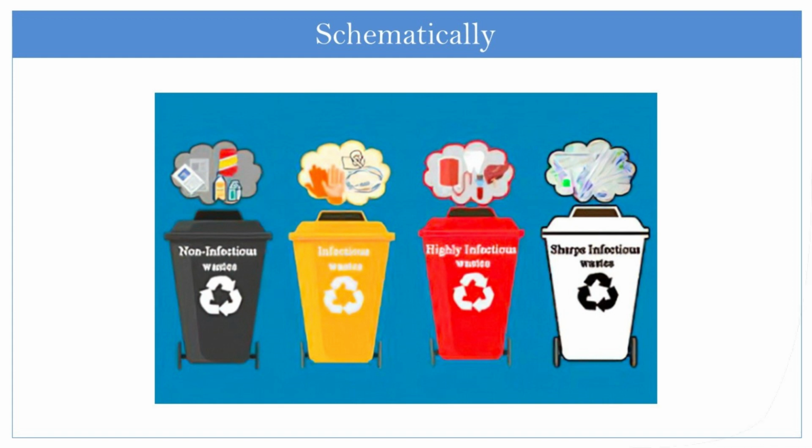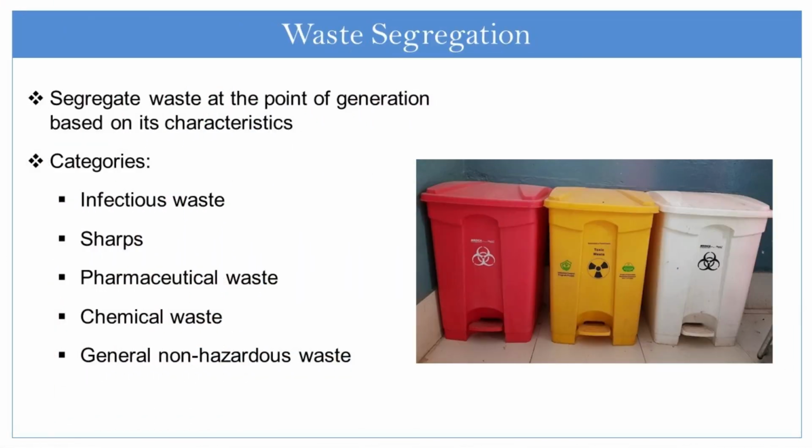So the next slide stresses the importance of waste segregation at the point of its production, and again it shows the categories of infectious waste, sharps, pharmaceutical waste, chemical waste, and general and non-hazardous waste. So we collect the waste in appropriate containers or bags, and those are stored at the designated area within the facility to prevent cross contamination or access by the unauthorized personnel.